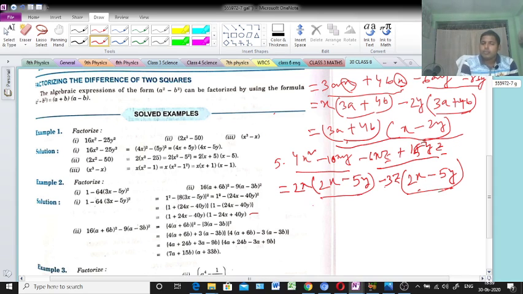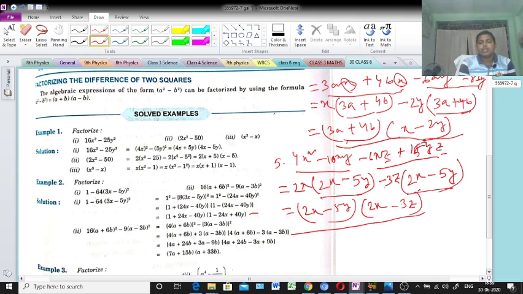Means concept clear? So I am writing here 2x minus 5y. So after that what? Remaining portion, what? From the first term 2x and from the last term 3z. So this is the answer: 2x minus 5y into 2x minus 3z. Clear? I hope this one is understood.